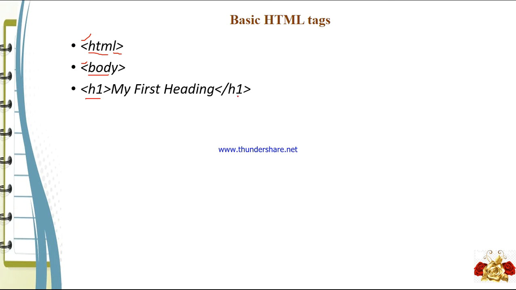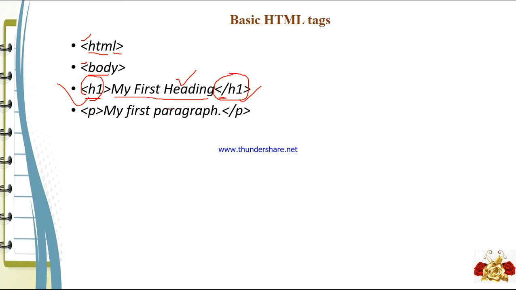My first heading is written with an open angle bracket. It is open, and this is for close. In the close tag, you have to use the slash symbol. This is a message: my first heading. In between, there are the open angle bracket and close angle bracket for the start tag statement and the end tag statement. This is the start tag statement, and this is the end tag statement. In between, you give the message, my first heading.